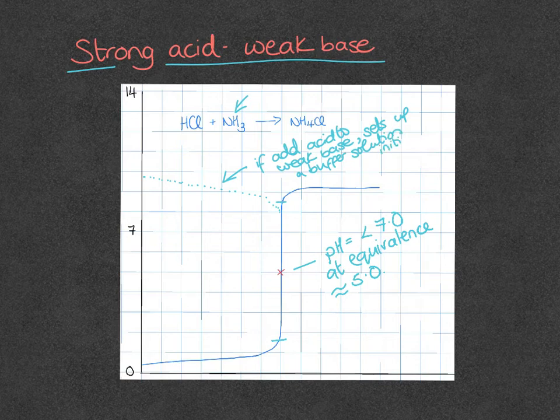So initially you've got this buffer solution which is going to resist pH change for a little while until it gets overcome. So just keep that in mind if you're ever asked to explain particular parts of a pH curve and it's drawn like that. Just think about what's happening, so why you're not getting such a sudden change as you add acid to the weak base. It's because you've set up a buffer solution which is resisting pH change.